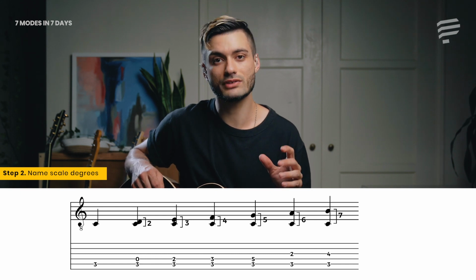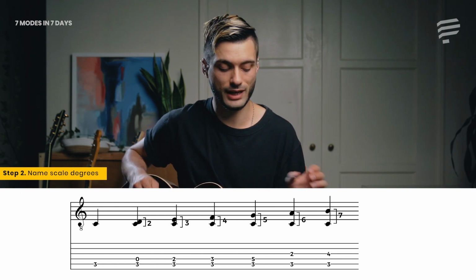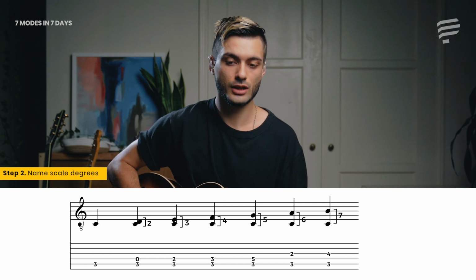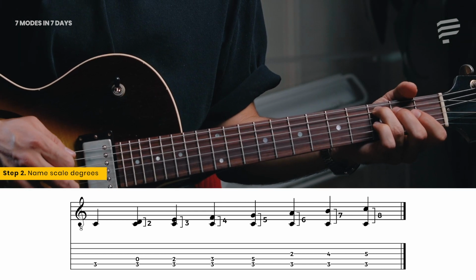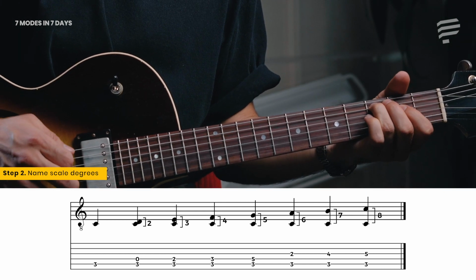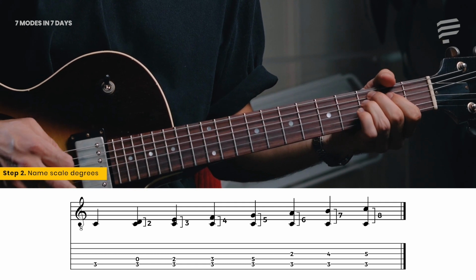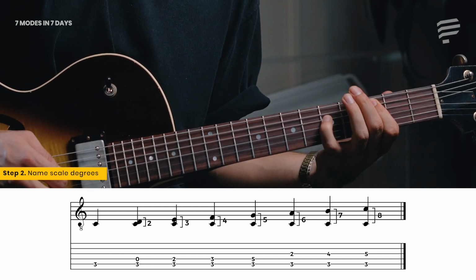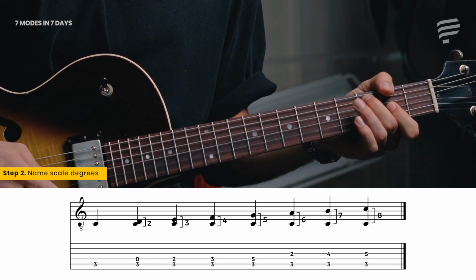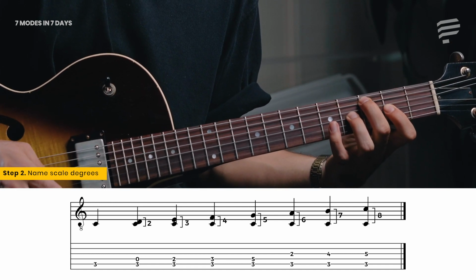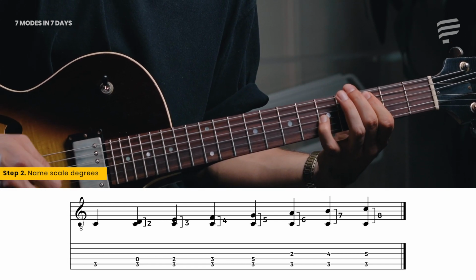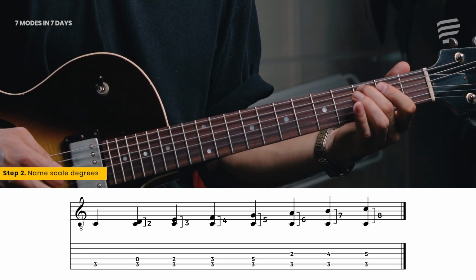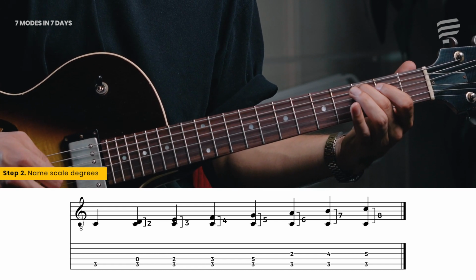So now I'm going to play through each of the scale degrees in tandem with the root note. Play along with me, and feel free to pause the video to make sure you can really play this figure with me. Here we go. Root, 2nd, major 3rd, perfect 4th, perfect 5th, major 6th, major 7th, root.